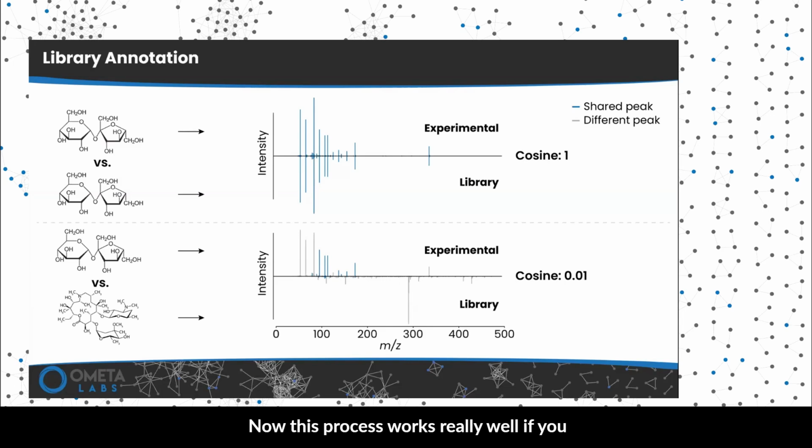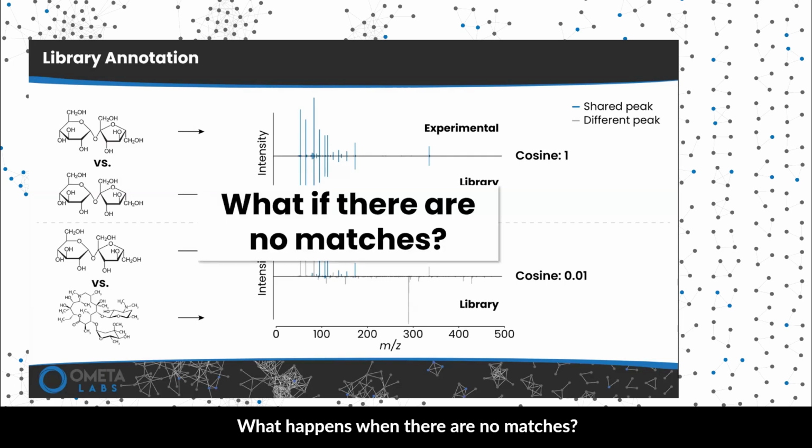Now, this process works really well if you have an excellent MS2 library that contains every molecule you would ever want to see collected under the exact conditions that you're doing your experiment. However, what happens when you're looking for a novel metabolite? Or say you're working in an organism that's not very well studied? What happens when there are no matches? And this is actually not a niche use case.